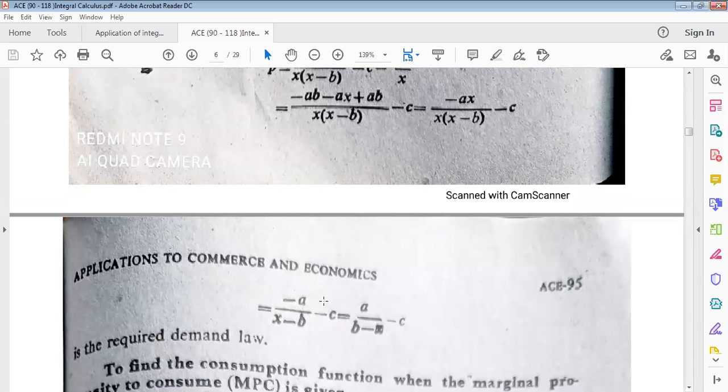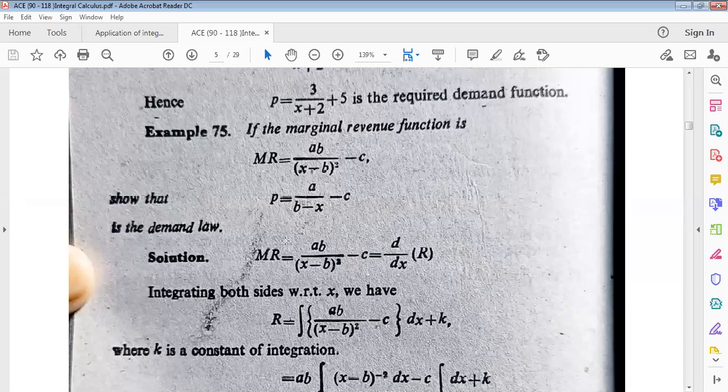So this can be written as a divided by b minus x. Why? This minus and this minus will cancel, so we can write a divided by b minus x, minus c. Actually this is the required demand law: p equals a divided by b minus x minus c. We have proved this as a demand law.